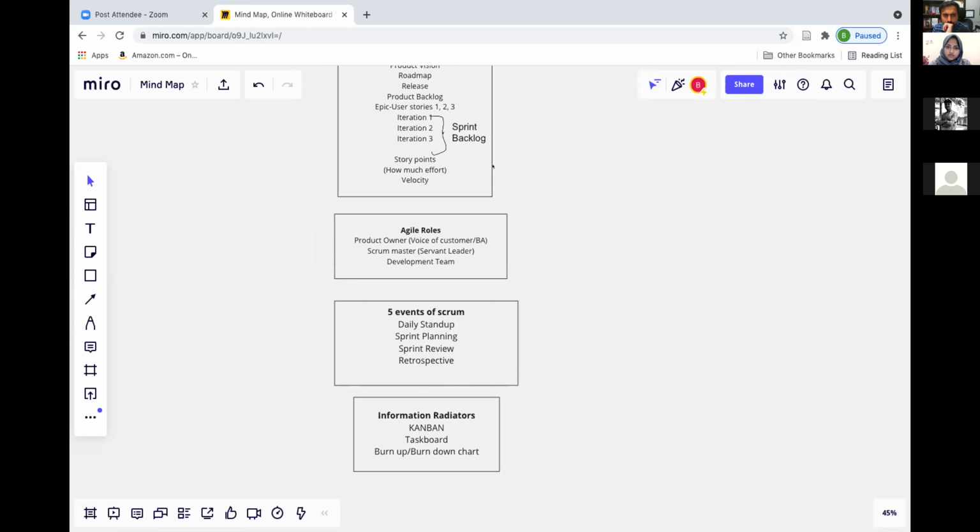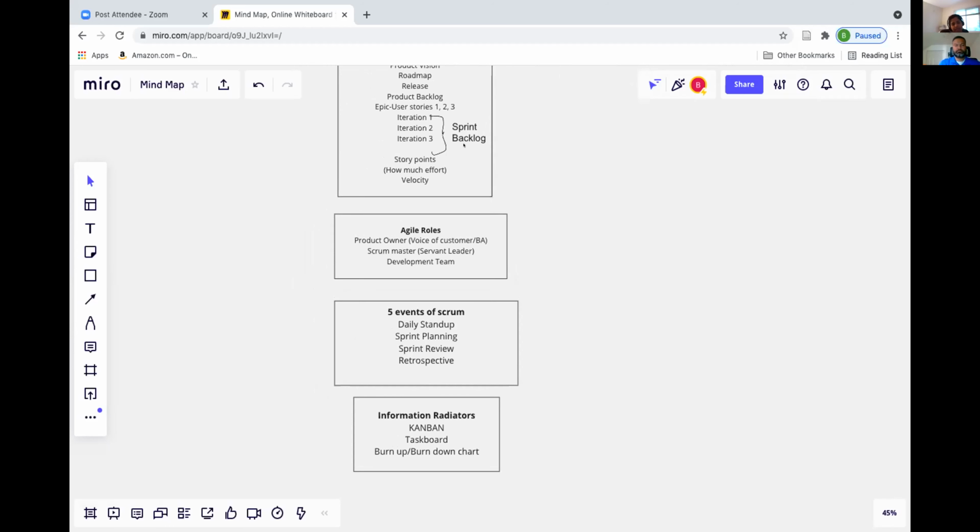Then the product backlog will be prepared by the product owner, and then we will be doing the sprint backlog, where the team will choose what work they want to do. Then comes the story points, which is the effort estimation technique. And velocity is a very important thing. The team will choose which user stories to take and what effort is needed to complete these user stories. This consolidation gives the velocity.